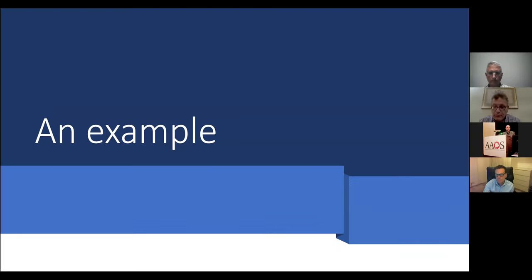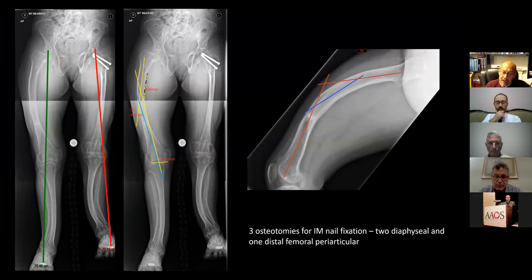So I will just show one example to show how simulation of correction can be done more than once and offer different treatment strategies. Here is a complex deformity. This is a patient with osteogenesis imperfecta, but an ambulatory, independent ambulator. If you just look at the femur, let's not look at all the deformities, let's look at the right femur. You can see that the right femur has a curve in the coronal projection and in the sagittal projection.